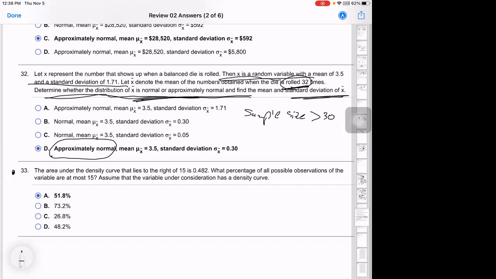You can find the mean. Since it is approximately normal, mu X bar equals mu, which means 3.5. And you can find sigma X bar, which is sigma divided by square root of n. N is 32, sigma is given as 1.71. So solve it and you can find this.